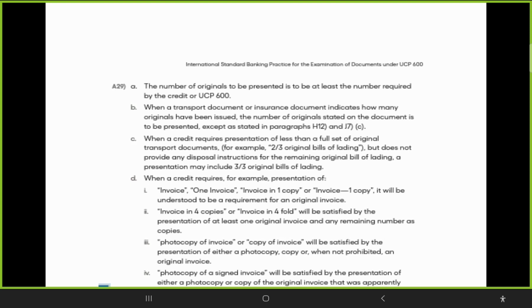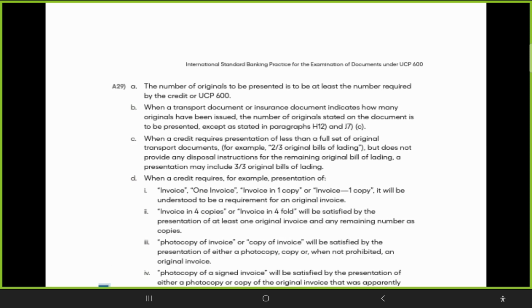So, if you are calling for one set less, if the full set is 3 originals, you are saying 2/3 originals to be presented. Ideally, what we should think about is we should understand as to whereabouts of the other original. That is the bare minimum thing that you should do at the issuance stage. But if in case that is missed out, if the DC only says that 2/3 originals are to be presented without the disposal instruction of the remaining original, in that case, the presentation can include all 3 originals. Not necessarily they should only present two. All 3 originals can be presented to the bank itself.